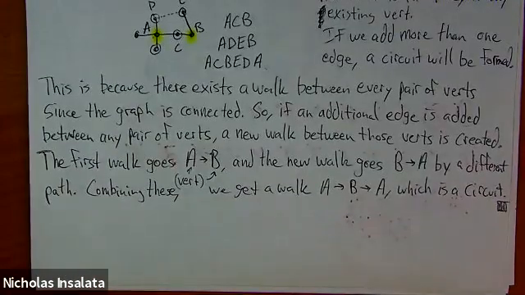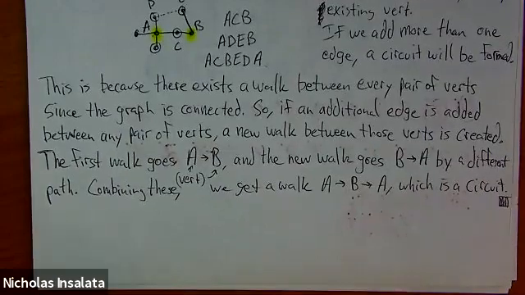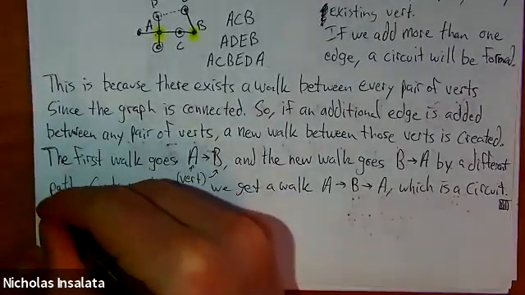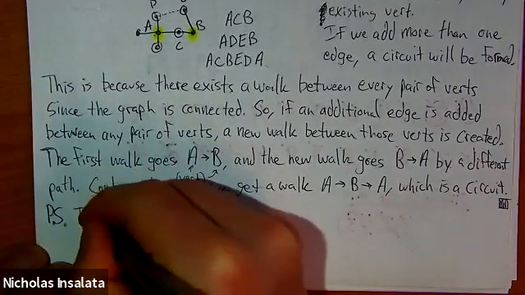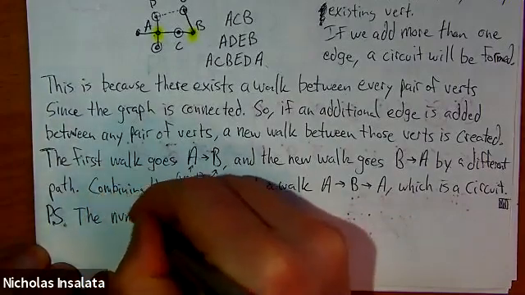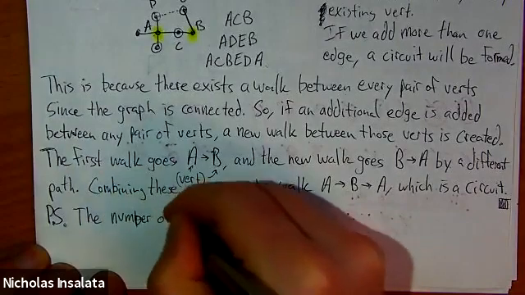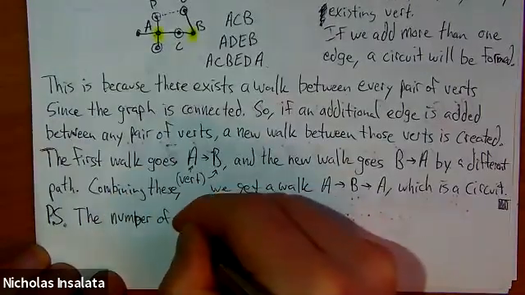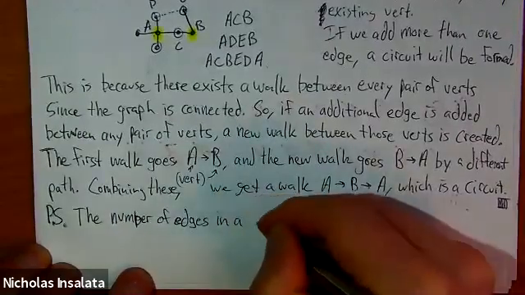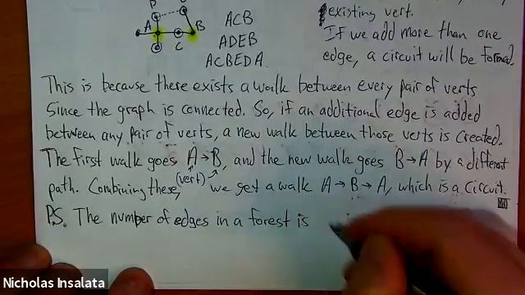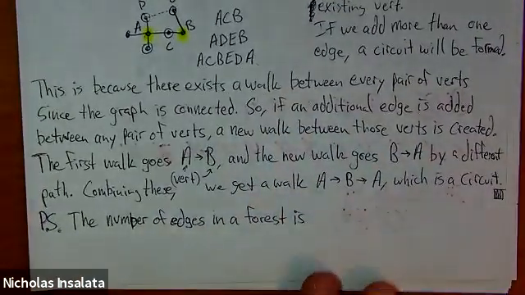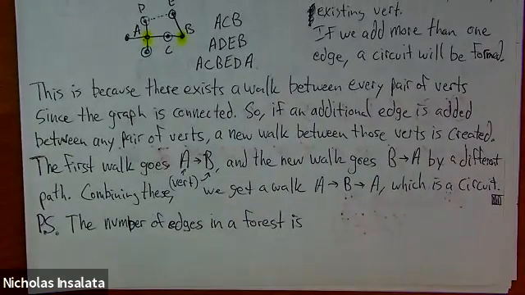But let's go a little bit different way. What I'm curious about is a little postscript here. The number of edges in a forest is what? Okay, so Sean, you're saying something like n minus k, where k is the number of disconnected parts. Yeah, I agree completely. It depends on the number of components.